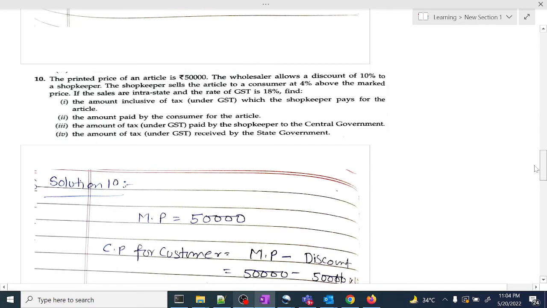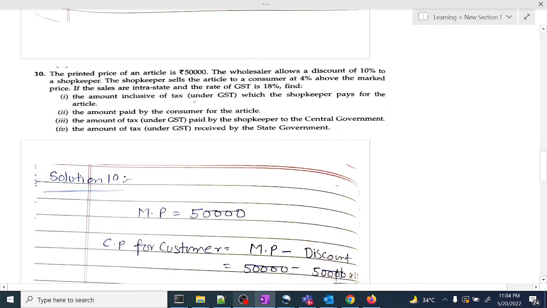Now we'll come to the problem statement 10th. It says the printed price is 50,000. The wholesaler gives a discount of 10% to a shopkeeper. So the shopkeeper buys it at a discount of 10%, right? Then the shopkeeper sells the article to a consumer at 4% above the mark price. So the shopkeeper is getting 10% below the mark price and then selling it to the consumer at 4% above the mark price. And GST is 18%. Clear enough till here?